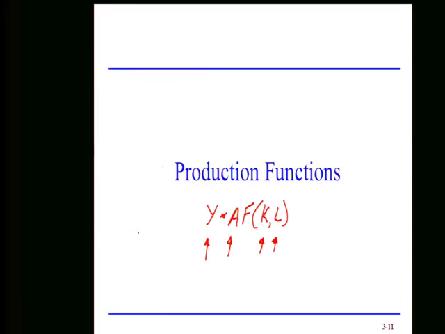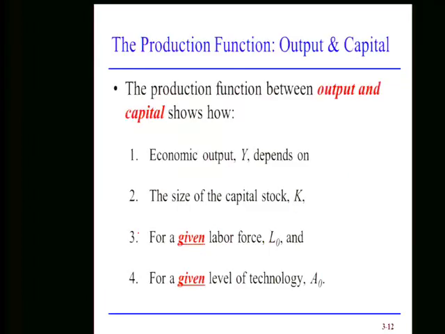And so the assumption we start out with, which we can relax later, is those other 2 variables are going to be held constant at some given value. So if we were to draw this for real, we'd have to know what those values would be. The first relationship that we're going to look at is the relationship between economic output and the capital stock. And that means we have to have a given labor force and a given level of total factor productivity.